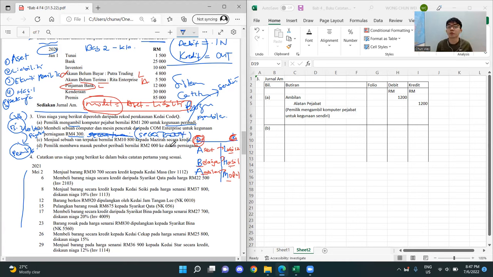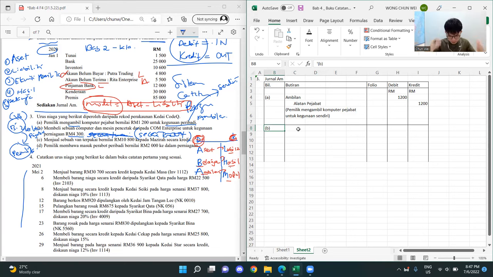Okay, this is actually secara credit. So now, if this is secara credit, and apa yang kita beli? Kita beli computer dan mesin pencetak, all these are actually asset bukan semasa. So if this is an asset bukan semasa and this is secara credit, then we have to record dalam apa? Jurnal am. Alright, so now that's why we go to B, jurnal am.